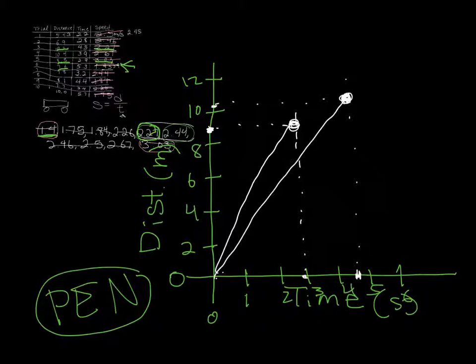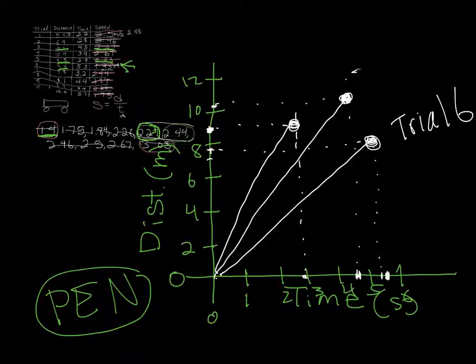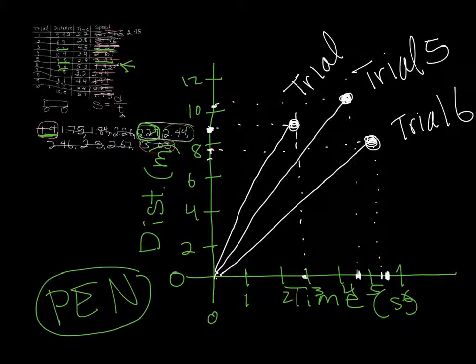And then the last one, 7.6 and 5.3. So 7.6, 7 would be right about here, so 7.6 is a little bit more than halfway. And 5.3 is way out here. This would be 5.5. So 5.3 probably more like about here. And then there. And this one was my slowest, and notice that it has the least steep line. So this is my trial 6. This one is trial 5. And this one is trial 3. So trial 3 was my steepest, so it's the fastest speed. Trial 5 was in the middle, and then trial 6 was the slowest. And that is what your graph should look like.